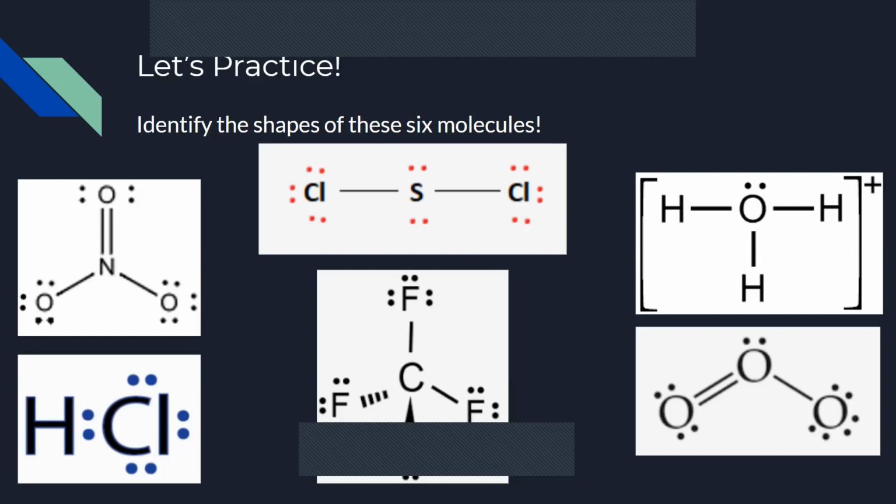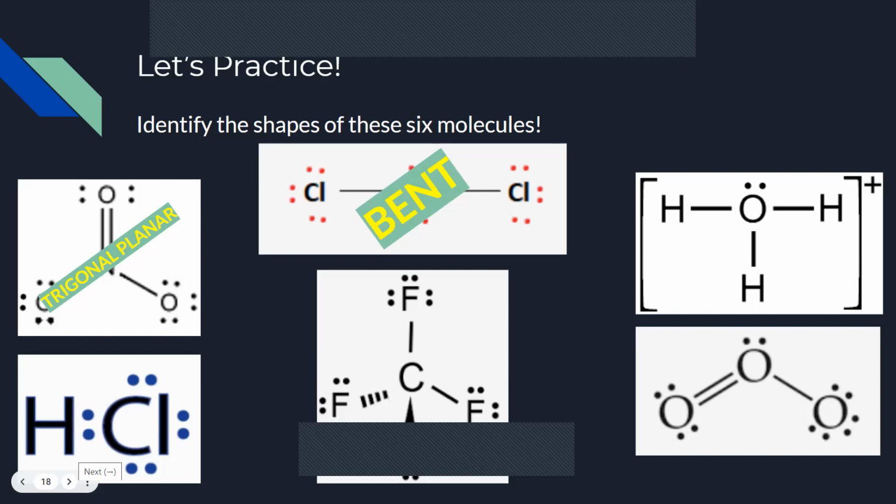So let's start with NO3, 3 electron domains, a double bond here. What shape should this make? Should make trigonal planar. Yeah, so 3 domains, no lone pairs. Good job. Then SCl2 would be bent because we have the 2 lone pairs.